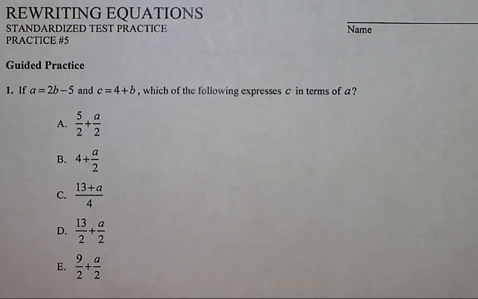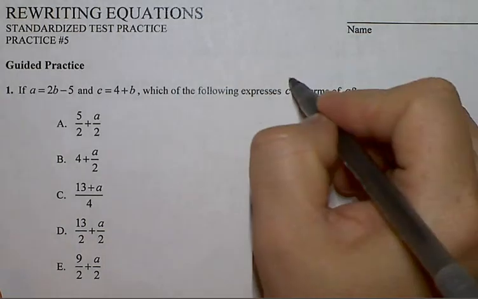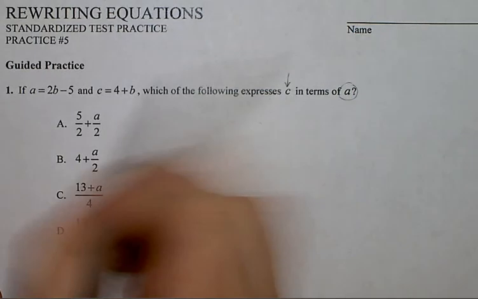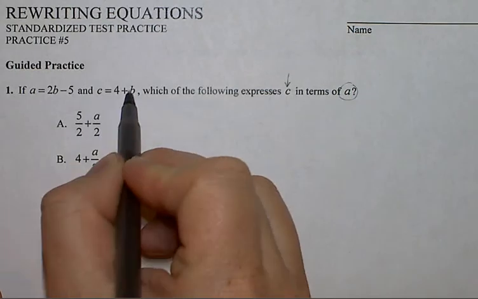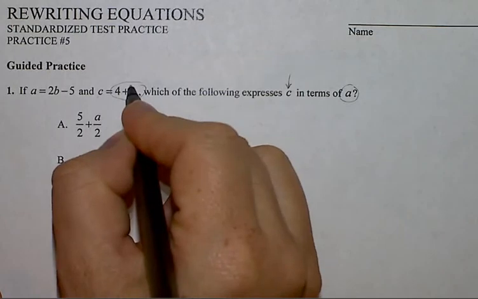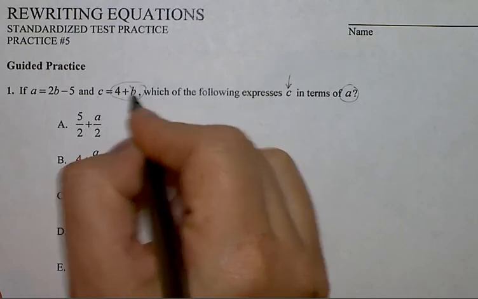Rewriting equations, practice number 5. If A equals 2B subtract 5 and C equals 4 plus B, which of the following expresses C in terms of A? So I want to have C equal to some quantity that contains only the variable A. Right now, C is equal to a quantity that contains a B. So I want to replace this B value with some value that contains an A.